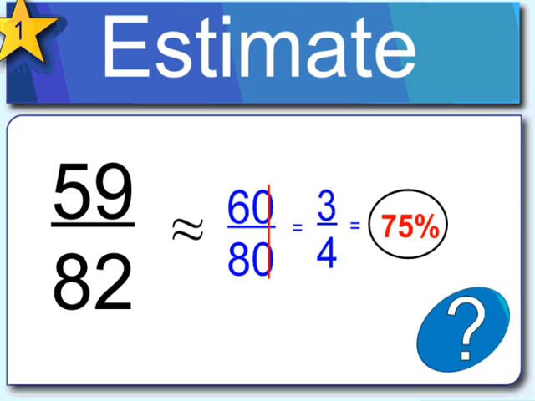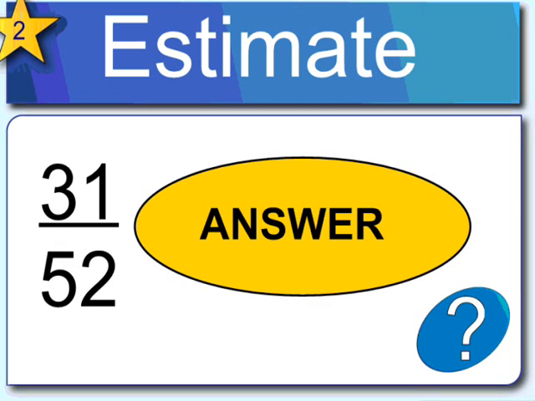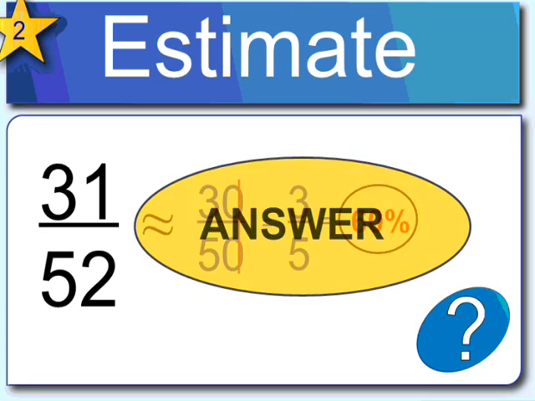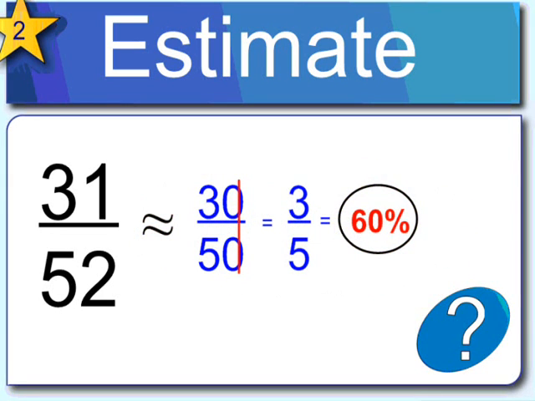Let's look at another example. So let's say you got a 31 out of 52, and you wanted to estimate that. Well, you could think of 31 as 30 and 52 as 50, which would be 3/5, and again, that's a nice easy fraction to turn into a percent mentally.